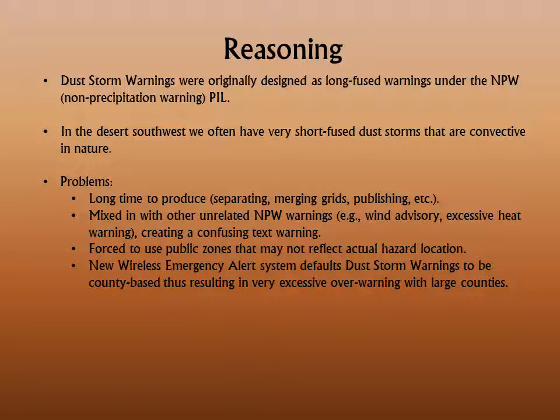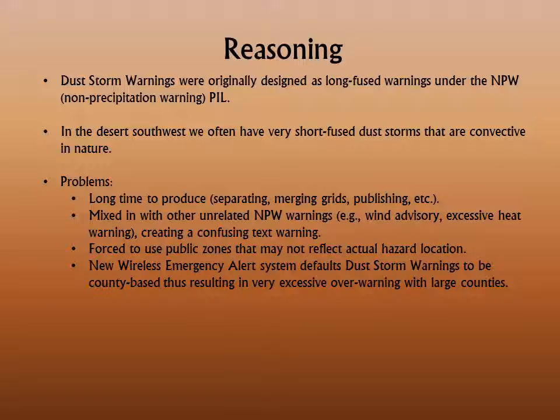Experience has uncovered several problems with the existing mechanism for producing dust storm warnings. First of all, it can be slow and cumbersome, going through all the steps of working with the hazard grids, such as separating and merging and publishing existing hazard grids. And then these dust storm warnings had to be included with long fused warnings, such as excessive heat warnings that might already be in effect. This led to a jumbled NPW product with confusing mixes of zones and valid times between the different products.